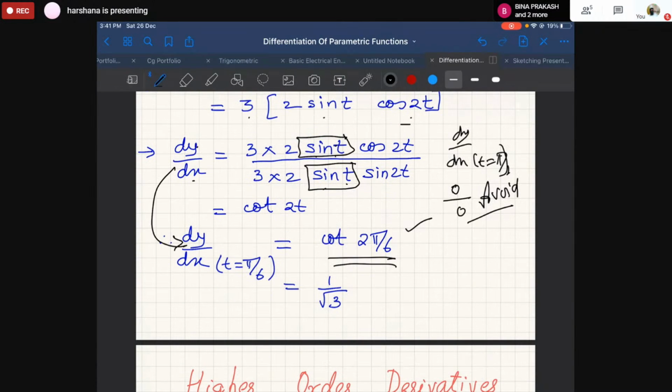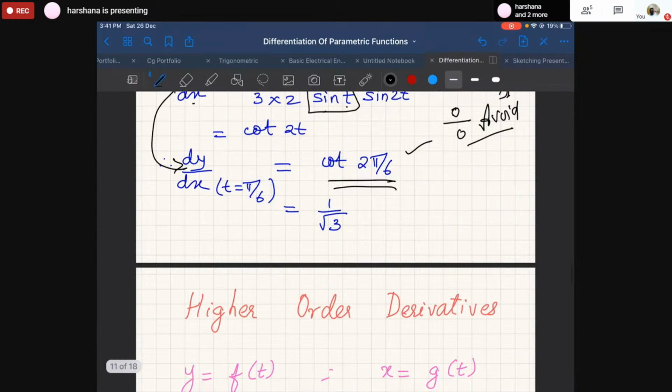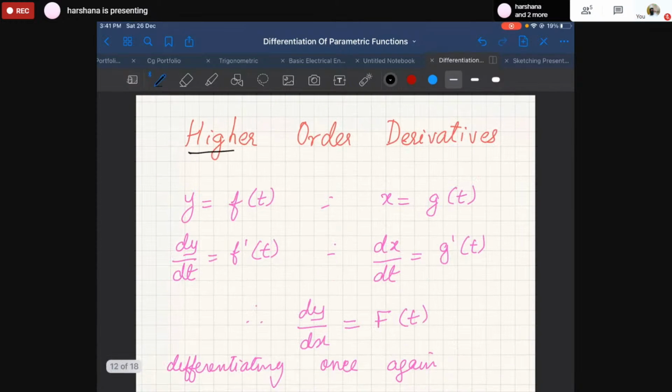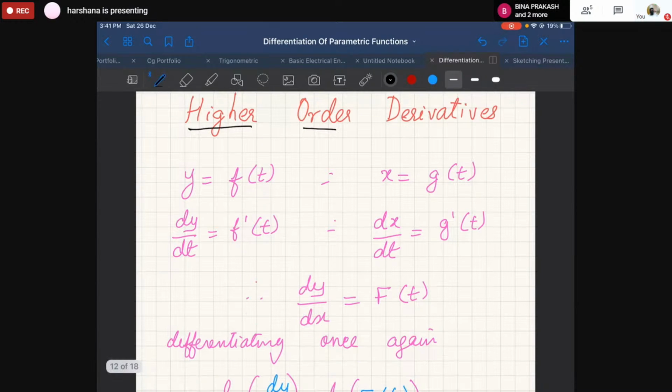We don't put the value, we'll put it only at the end. So have I made this point very clear? This is one of the important factors for parametric differentiation. So that's regarding the first order. Now we move on to the higher order derivative. That is, a parametric function can be differentiated more than once.